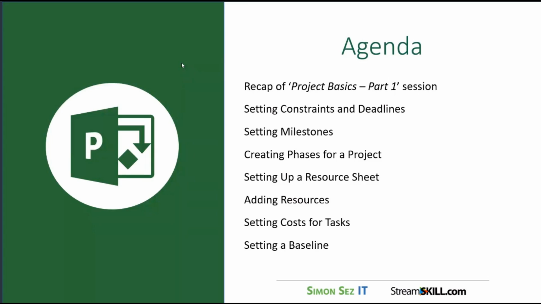We're then going to move into setting constraints and deadlines. We're going to talk about how you can set milestones in your project. I'm going to show you how you can create different phases for a project. And then we're going to move on to something that's really important in project, and that is setting up resources, or creating a resource sheet. I'm going to show you how to create the resource sheet, add your resources, and then assign those resources to your tasks. We're going to talk a little bit about setting up costs for tasks. And I'm also going to talk to you right at the end a little bit about setting a baseline.